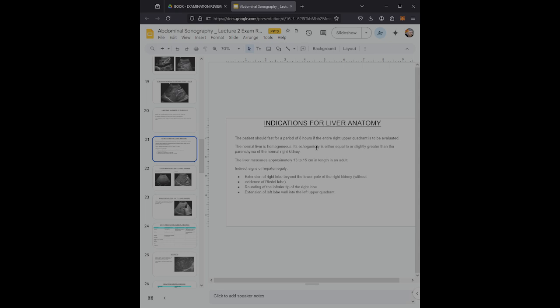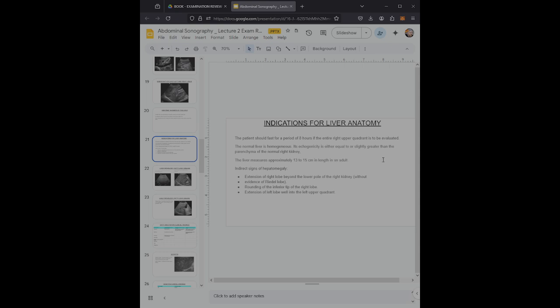So the liver measures approximately 13 to 15 centimeters in an adult, and we're measuring this as a sort of mid-clavicular length measurement. And although many authors differ, hepatomegaly is often suspected if the liver measures greater than 15.5 centimeters in the mid-hepatic line.